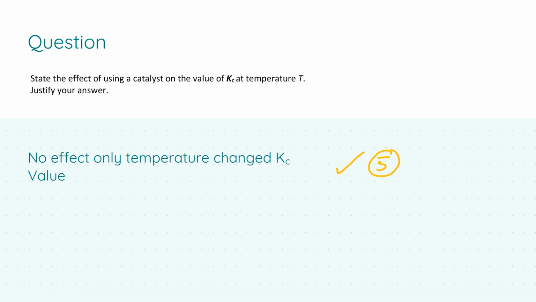And again, this was a justification, so you need both parts: to state that it had no effect and then justify your answer. This year, they also accepted a few different justifications. So you could say that the rate of the forward and reverse reactions is affected equally, only the rate was affected, and a catalyst only affects the time taken to reach equilibrium. So these are all talking about rate. I think it's a lot easier just to think about it with temperature and think that temperature is the only thing that changes the Kc.